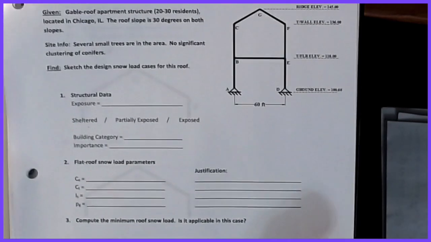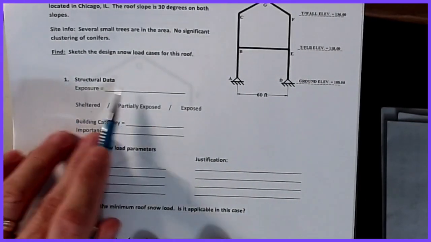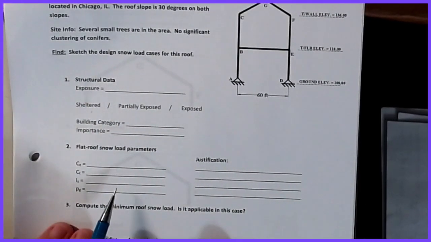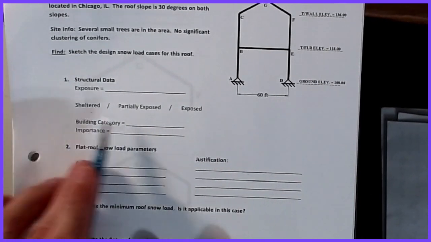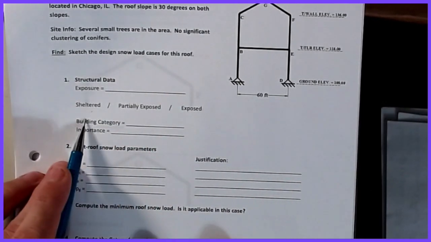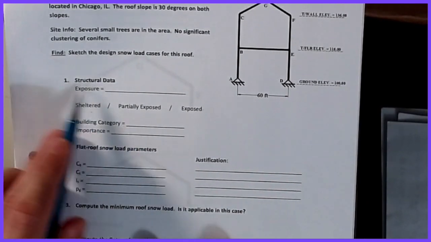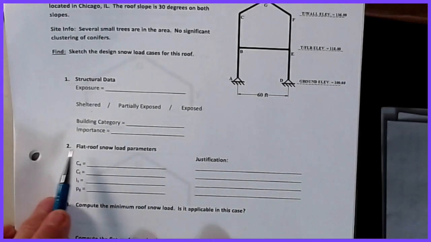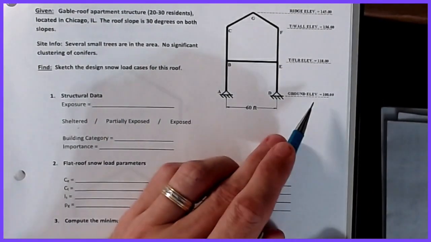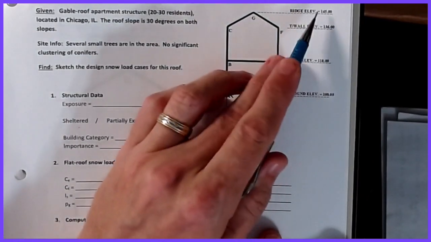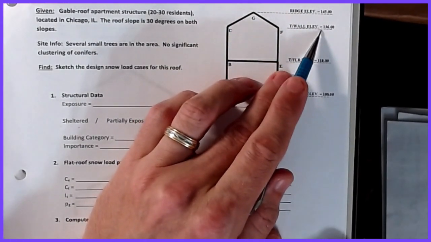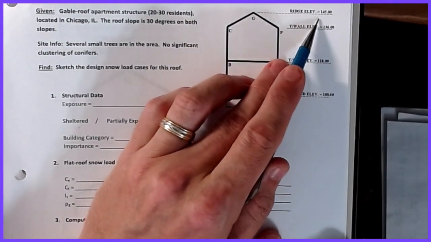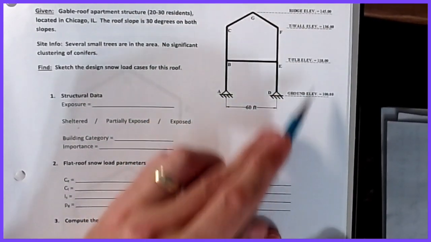So just like we did with the wind cases, you basically go through and get your structural data. We figure out our exposure: is the roof sheltered, partially exposed, or exposed, what building category, what importance. So these are those environmental factors again, and then I've added the roof sheltering also as a factor for you to determine, well, which one is it? Part of that is you've got to look at how tall the trees around you are. Your mean roof height looks to be around 140 and your base is at 100, so your building height is 40 feet.